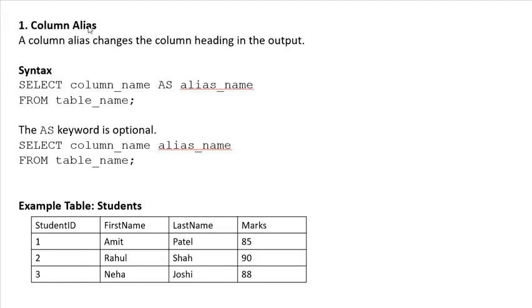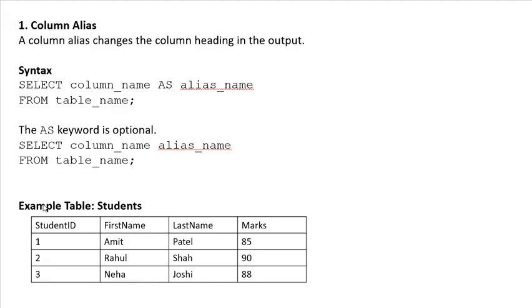First, column alias. A column alias changes the column heading in the output. Syntax: SELECT column_name AS alias_name FROM table_name; The AS keyword is optional, so you can write SELECT column_name alias_name FROM table_name, and both syntaxes are valid.